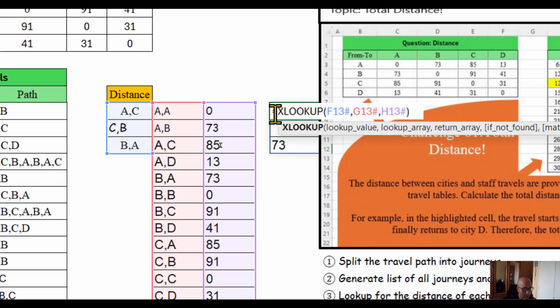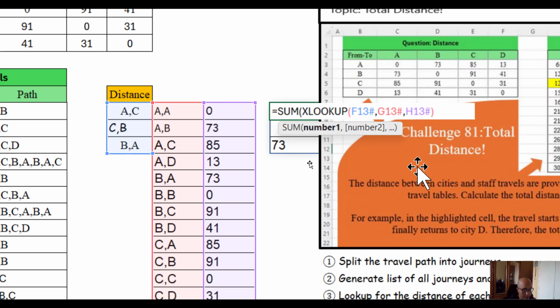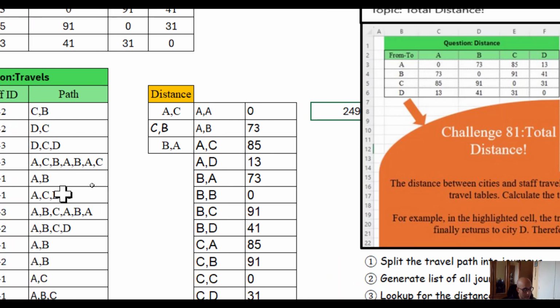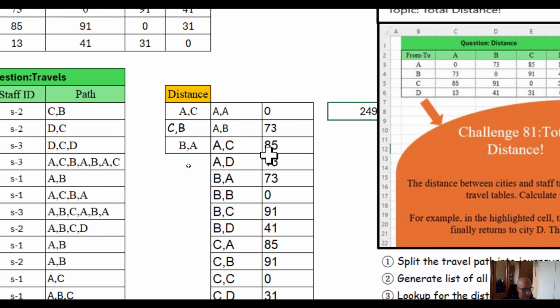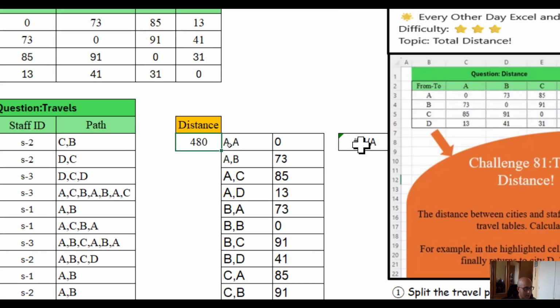Now we can sum these values and we got our total distance, which is 249. Now we can combine all these formulas into one, and we got our total distance.